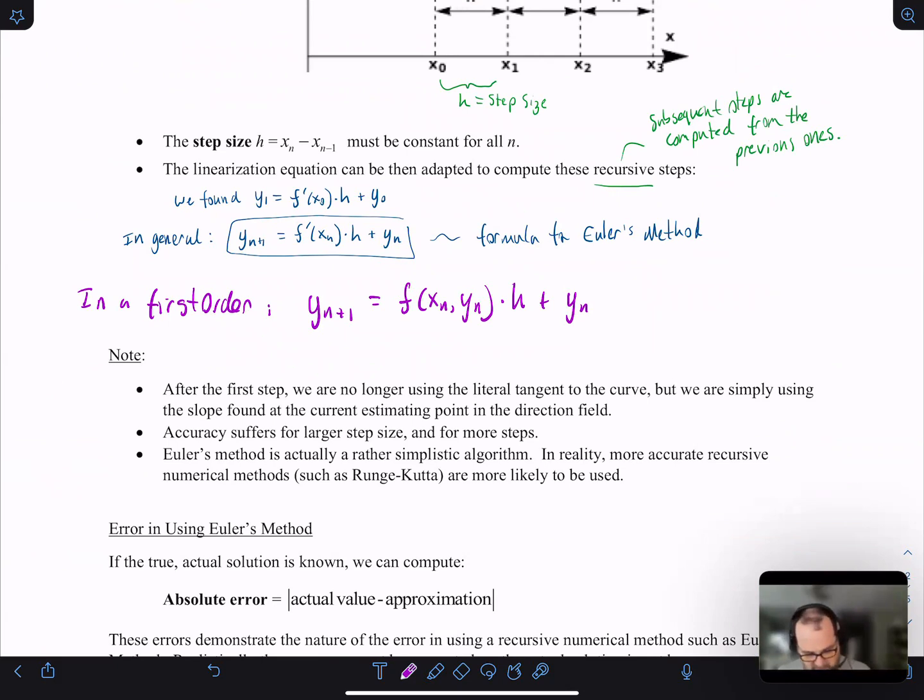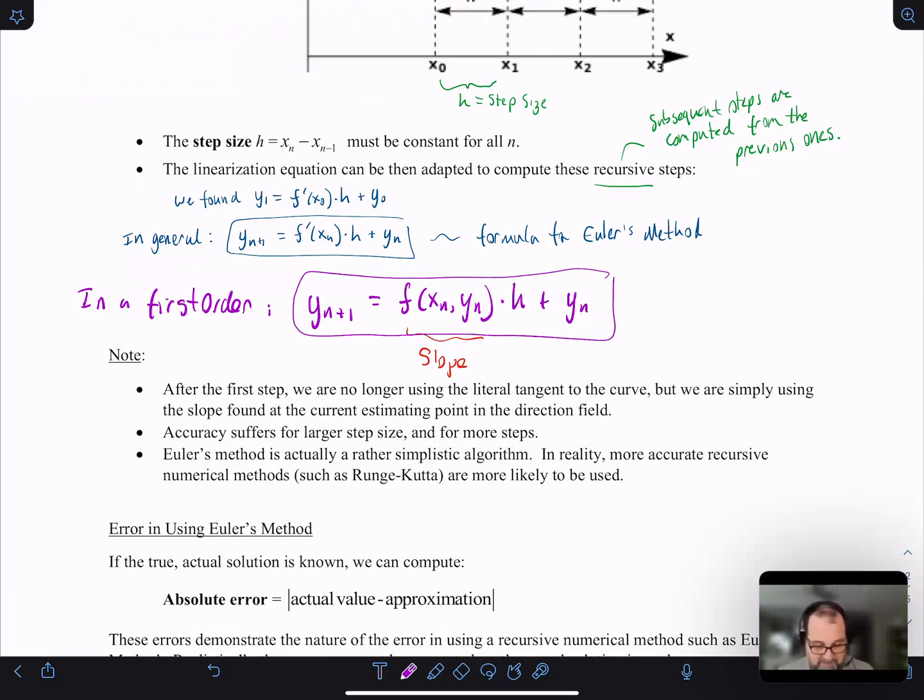Working in a, basically think of it as working in a slope field for a first order differential equation. This is what it would look like because this is what gives you slope, right? F of x, y, and yn. And again, notice this is not a prime. It's not a prime there because f of x, y is the slope. So this is the recursive formula for doing this process for Euler's method.